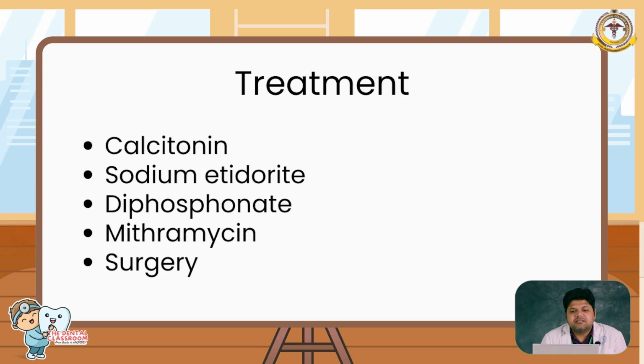And the management is calcitonin. We give this to relieve pain and reduce osteoclastic activity, and sodium etidronate can also be given. That covers the bone surface and retards bone resorption and formation. So diphosphonates inhibit bone resorption and can also be given, and mithramycin, that is cytotoxic to osteoclasts, and lastly surgery.